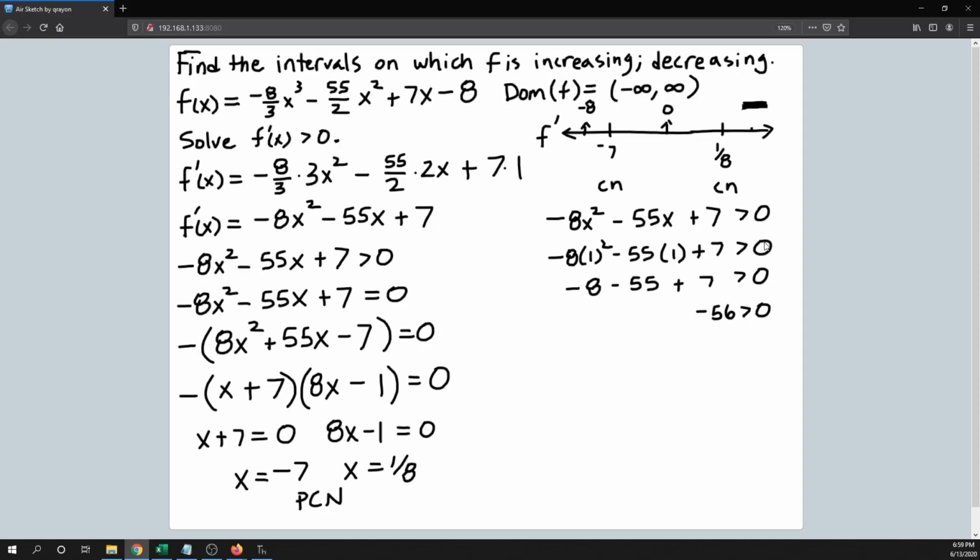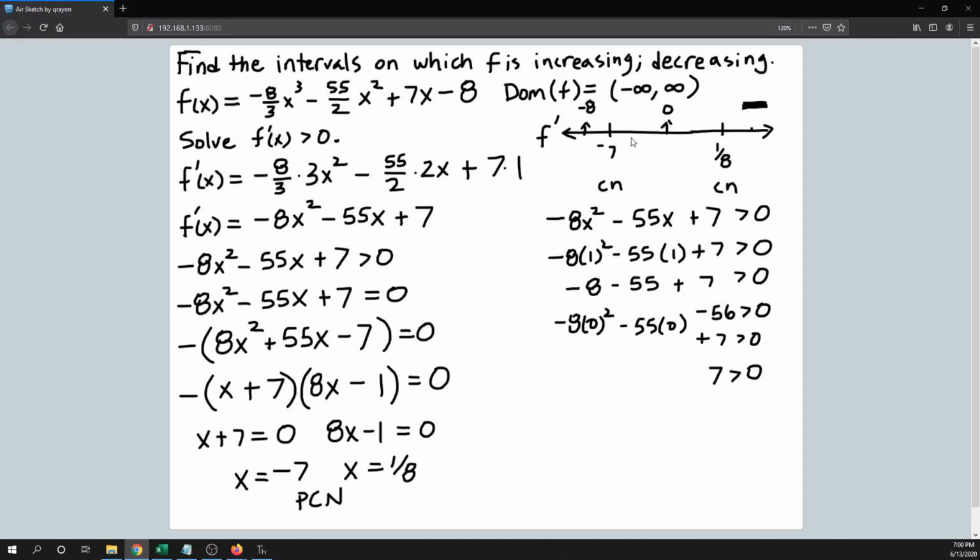All right, next up, I am going to plug in that 0 into that same inequality. I get -8 times 0 squared minus 55 times 0 plus 7, greater than 0. So this is 0, this is 0, so I just get 7 is greater than 0. All right, so here I get a plus, right? 7 is greater than 0, that's true. That means 0 is a solution to this inequality right here.